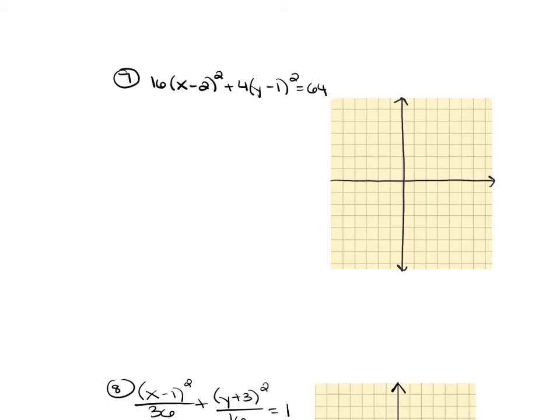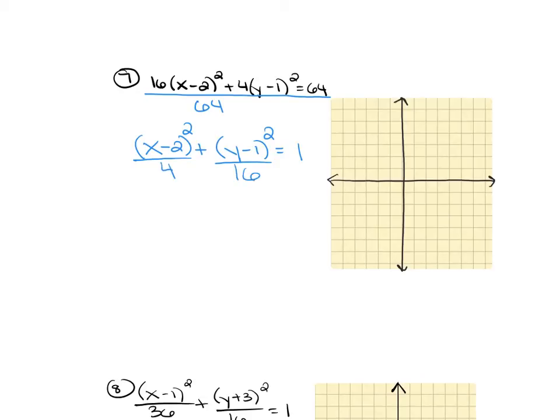Okay. We have the same issue that we did before where the 64 is equal to 64. So we need to get rid of the 64, making everything equal to 1. So we're going to divide everything by 64. Then I'm going to have x minus 2 on top squared plus y minus 1 on top squared equal to 1. And then I'm going to do the bottom. So 16 going into 64 is going to be 4, and 4 going into 64 is going to be 16.